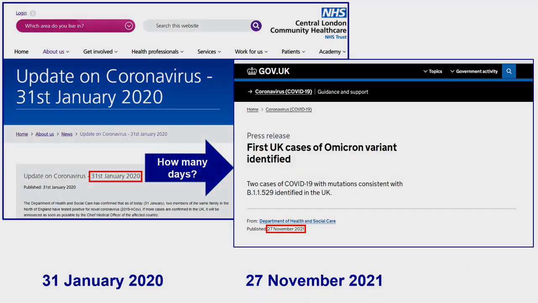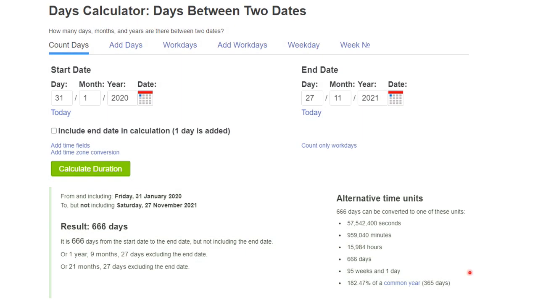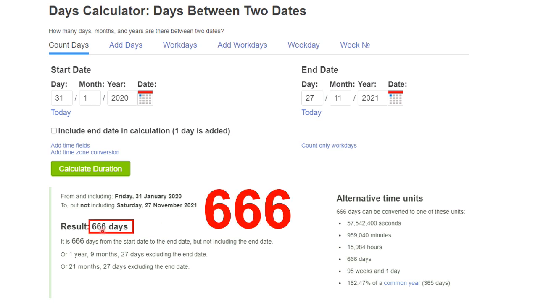So how many days is it? So let's plug it into a calculator. So here's the 31st of the 1st, 2020. Here's the 27th of the 11th, 2021. And calculate the duration and look what we have there.